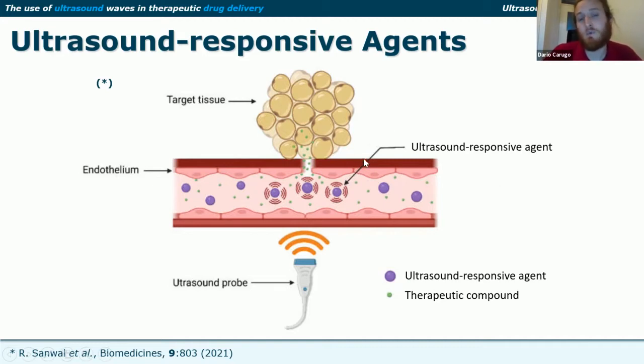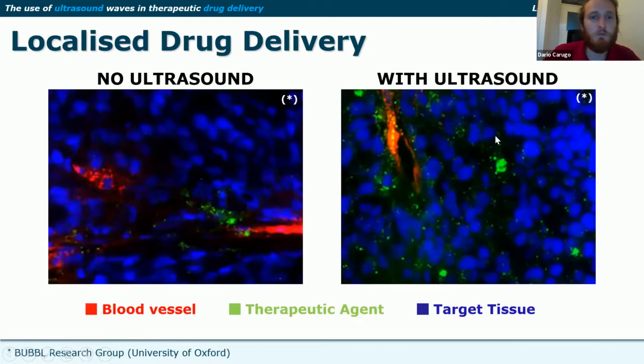We know that this approach works effectively because if we go back to that biological microscopic image I showed before, and now we compare the case of an ultrasound activated therapy to the case of a non-ultrasound activated therapy, you can see that the drug, again labeled in green, has been able to penetrate much more distally within the target tissue away from the blood vessel compared to the more conventional way of delivering therapeutic agents.